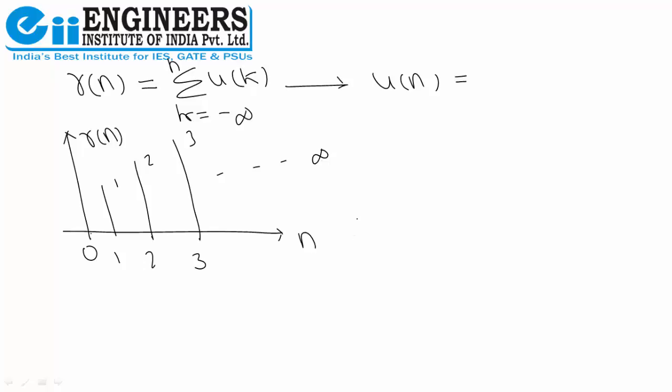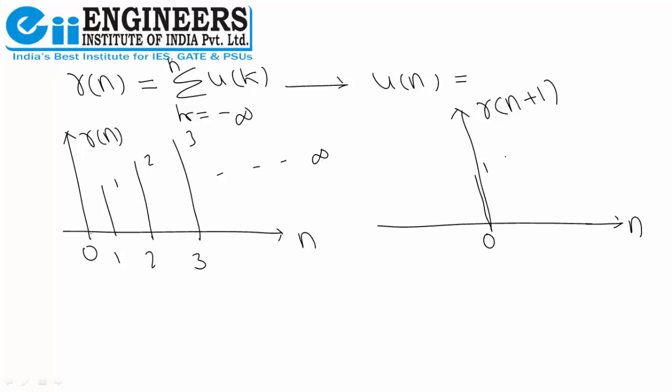Now if I take r[n plus 1], in r[n plus 1] at n is equal to 0 there will be a 1, at n is equal to 1 there will be a 2, at n is equal to 2 there will be a 3, and so on. r[n plus 1] is what? Just the left-side shifting of r[n]. Okay. Now if I subtract these two signals, r[n plus 1] minus r[n] or r[n] minus r[n plus 1], can we get u[n]?